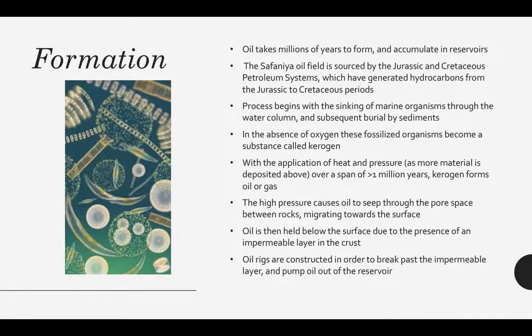And in the absence of oxygen, these fossils will become a substance called kerogen. So, as more material falls on top of this and applies pressure, and then also with the application of heat, and over long time scales of over a million years, this kerogen forms oil or gas. And then again, because of the high pressure of the crust pushing down on this material, the oil will seep through cracks and pores in the rocks and move up closer to the surface until it reaches an impermeable layer and it can't go any higher up. So oil rigs exist so that we can drill through this impermeable layer in order to access the oil below.